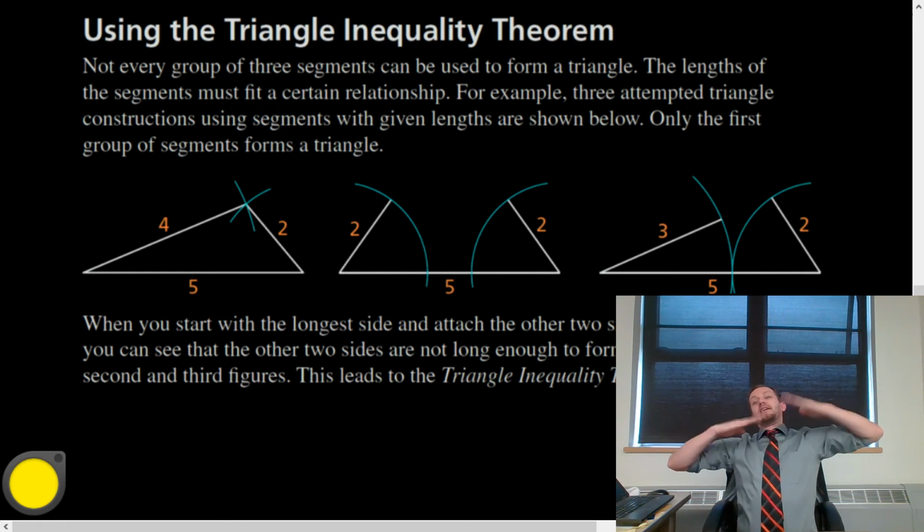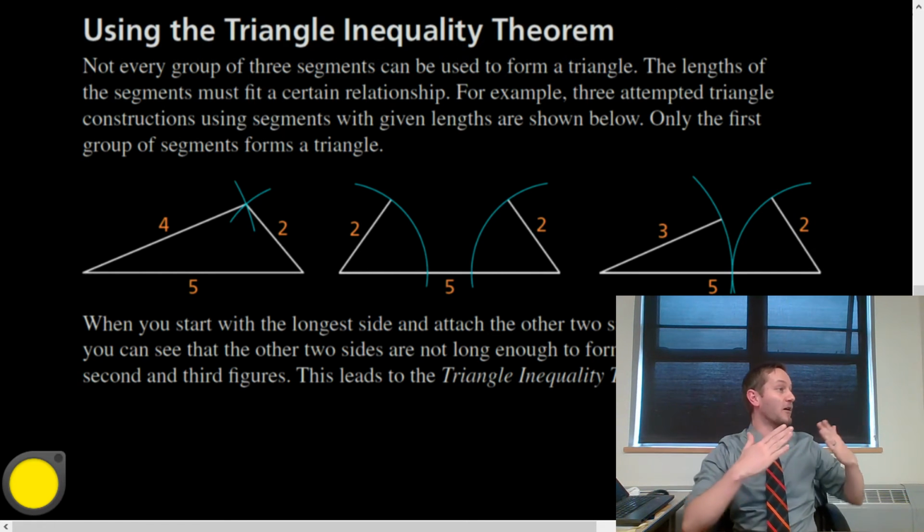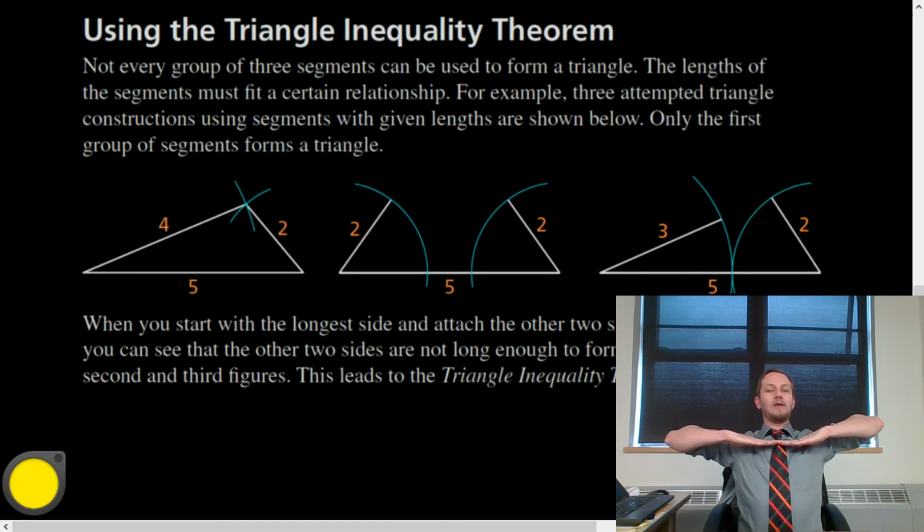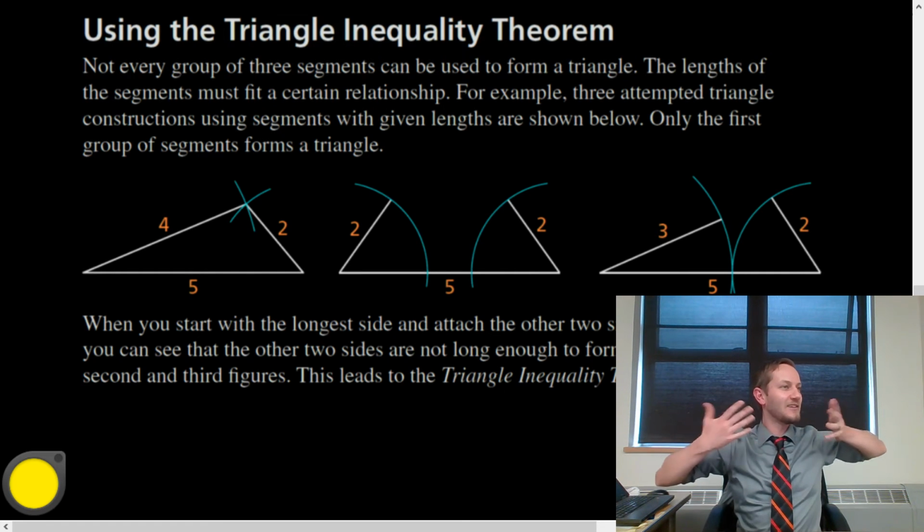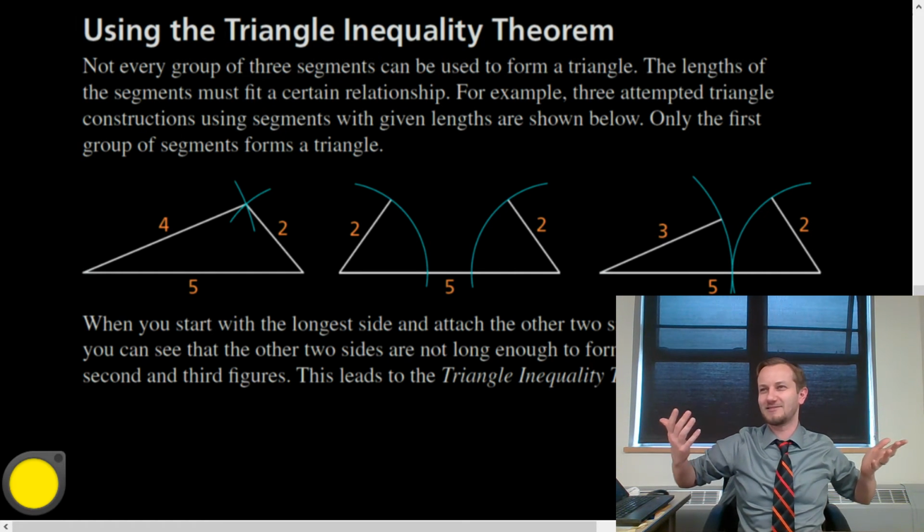All right, triangle inequality theorem. If my forearms were exactly the same length, it wouldn't form a triangle. It would just form a line, right? You guys agree? So what I need is just gorilla forearms.